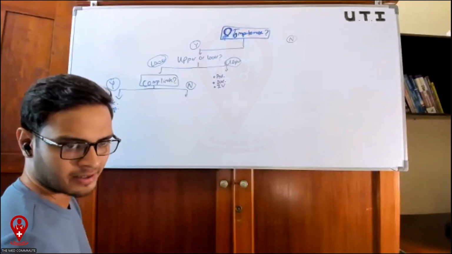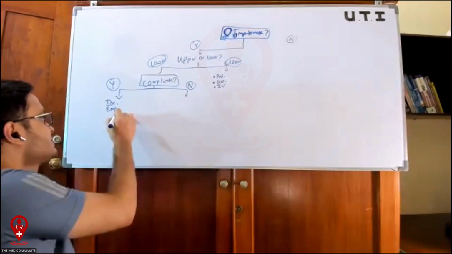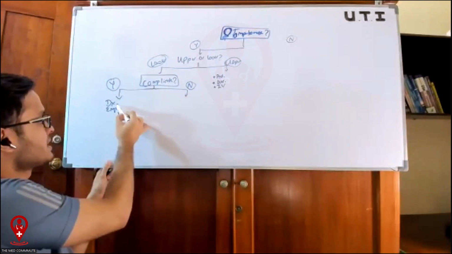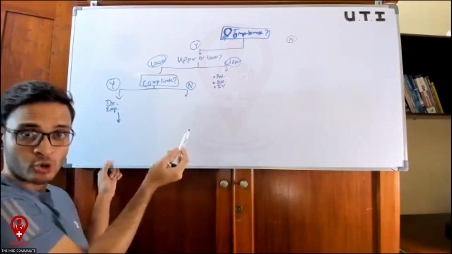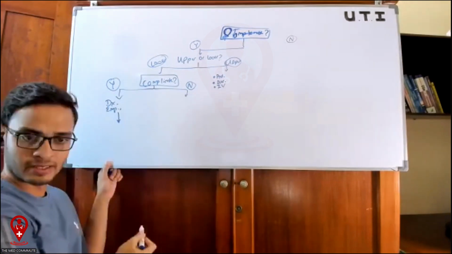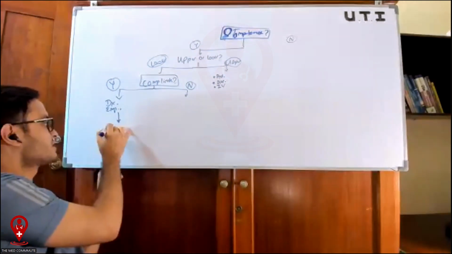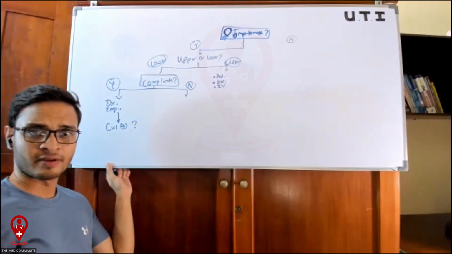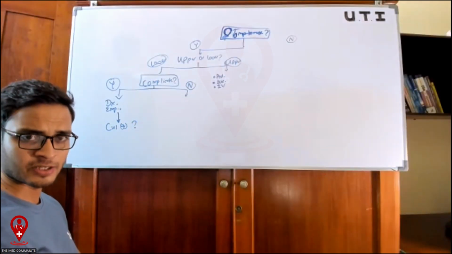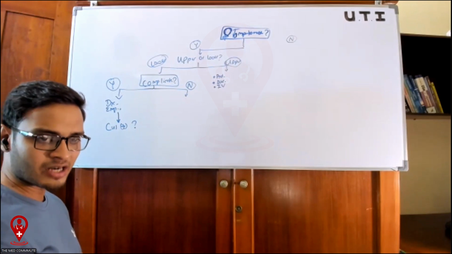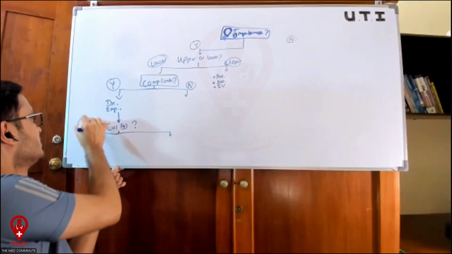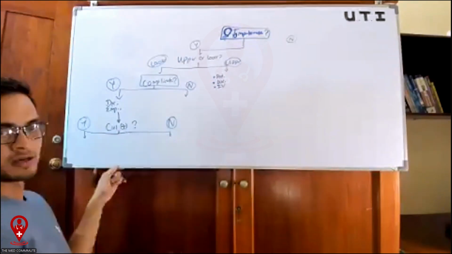Now, let's say the culture results came. We are still on this complicated side. You sent the urine for culture and started empirical treatment. When the culture comes, the next question is: is the culture positive? Here, what can we have? Again, yes or no. Yes here, no here.